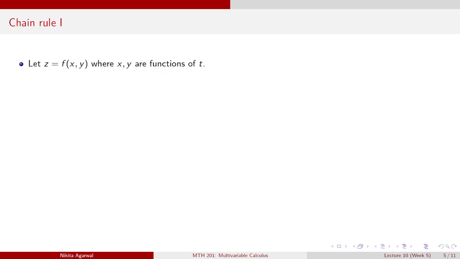So to start with, let z be equal to f(x,y), where x and y are functions of t. Note that z is a function of x and y, but x and y are also not independent. They are also functions of t. So therefore, you can write this function as f(x(t), y(t)), saying that x is a function of t and y is a function of t.